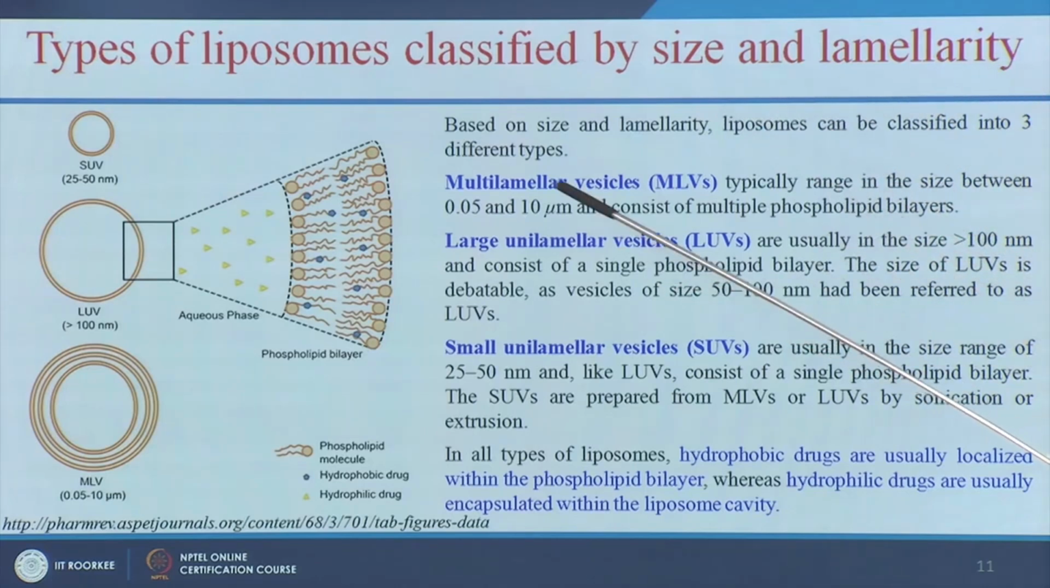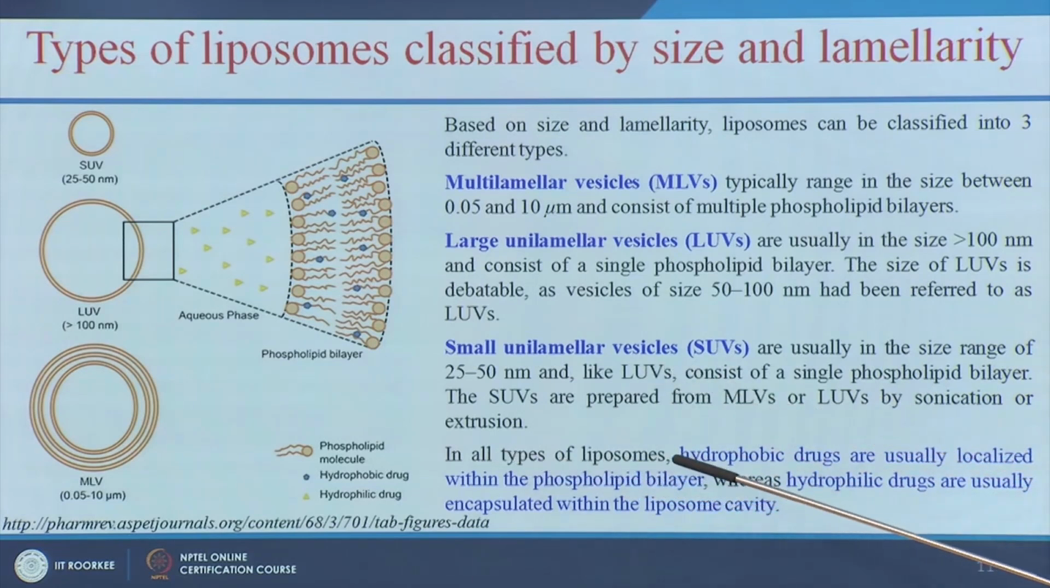The first one is multilamellar vesicles. These typically range in size between 0.05 and 10 micrometer, and consist of multiple phospholipid bilayers. The next one is LUV, large unilamellar vesicles. Here the size is between 50 and 100 nanometer, and it is made up of a single phospholipid bilayer. The third one is small unilamellar vesicles, where the size is between 25 and 50 nanometer, and here also it is made up of a single phospholipid bilayer. These SUVs are prepared from MLVs or LUVs by sonication or extrusion methods.